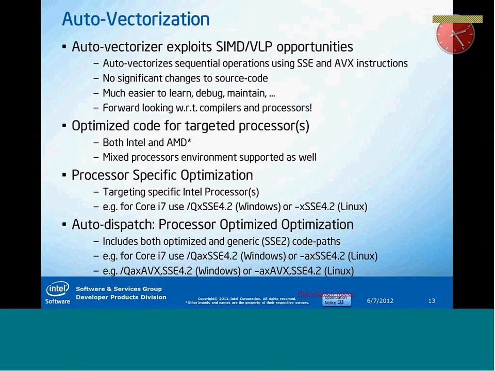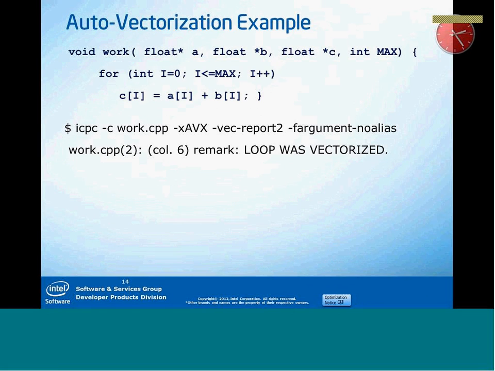So as you can see, it's very easy to use, and here is an example. It's the same example that I explained in a graphical fashion. What I mean by auto-vectorization is, I add 2 vectors A and B and put the result into C. All I have to do is, when I compile, specify the switch -xAVX, and I also generate the vectorization report to find out if the loop was vectorized, and I get this remark saying loop was vectorized.